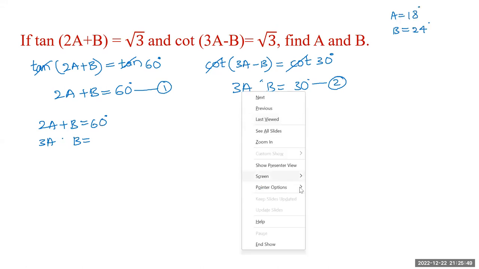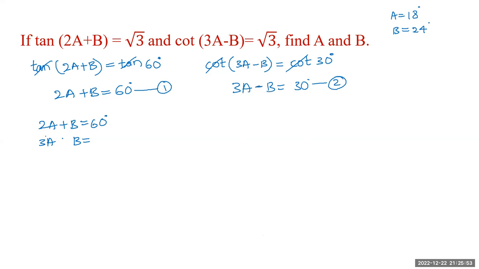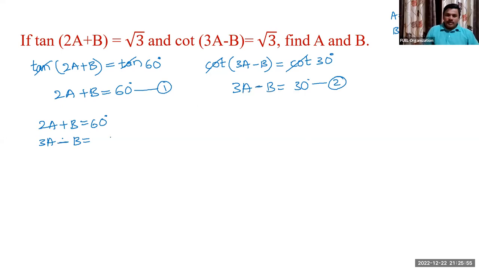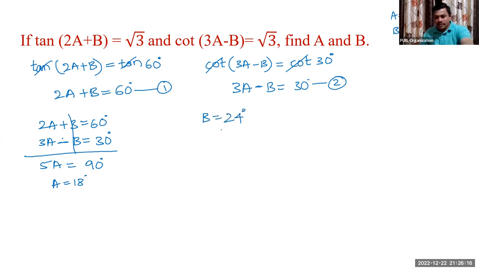Sir, A is 18 and B is 24. Correct answer. A is 18 and B is 24. Yes, very good. So both positive, negative B gets cancelled. I will get 5A is equal to 90 degree. Therefore, final answer A, I will get 18 degree. When I substitute A in any one of the equations, I will get B value also, that is 24 degree. Okay, done. Next question.